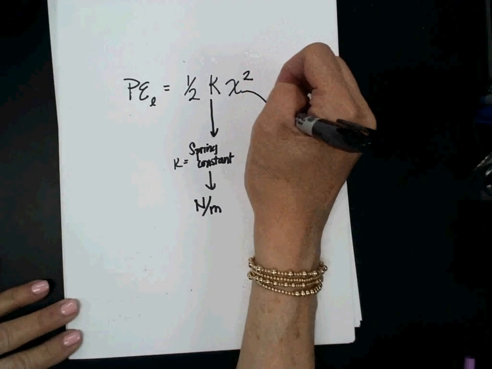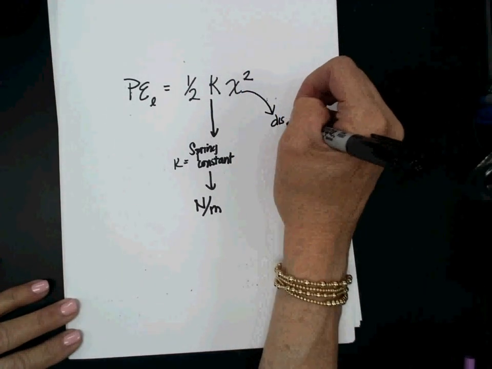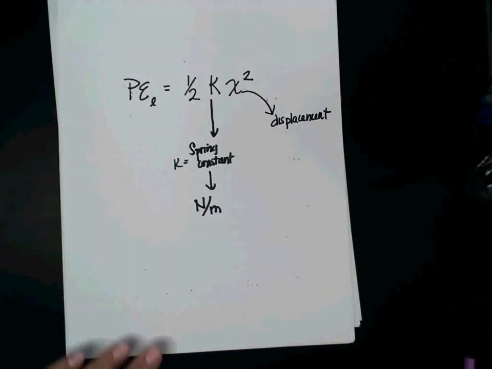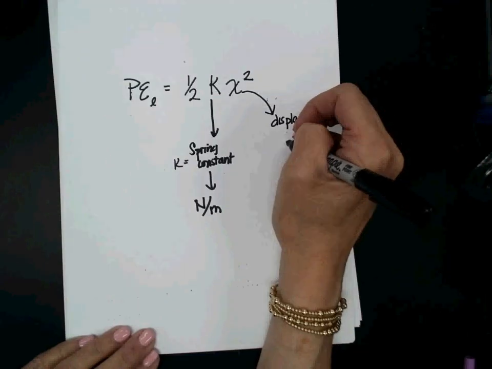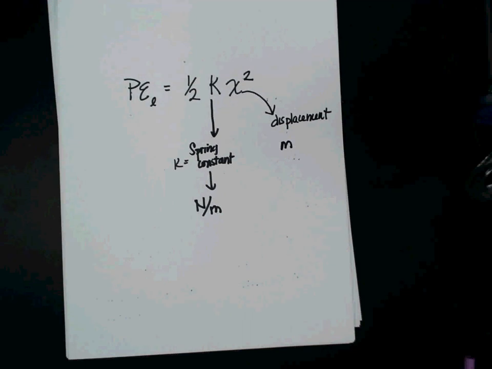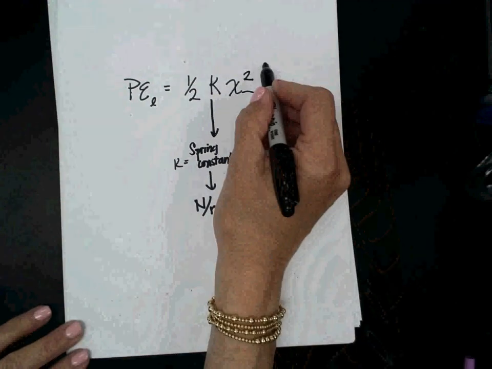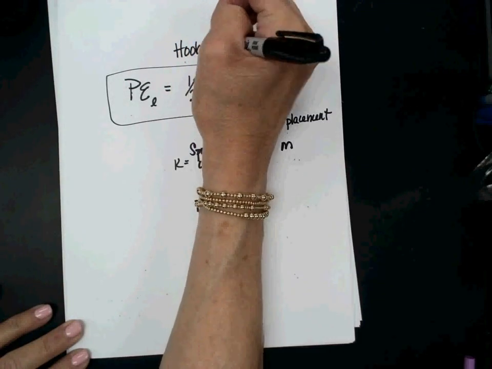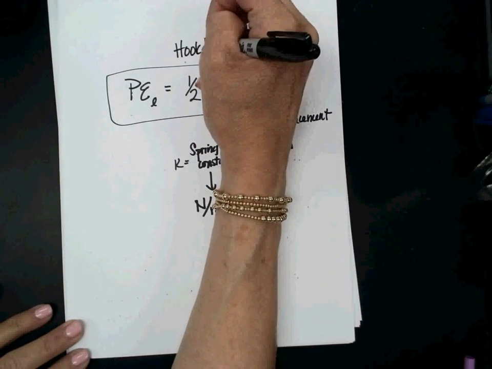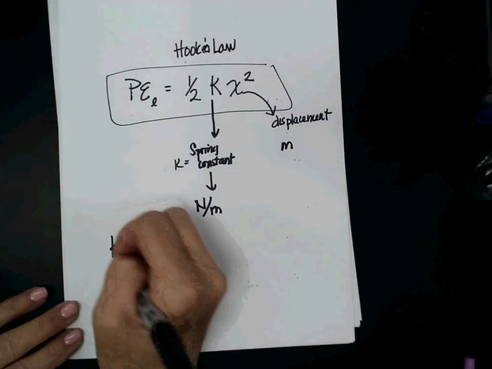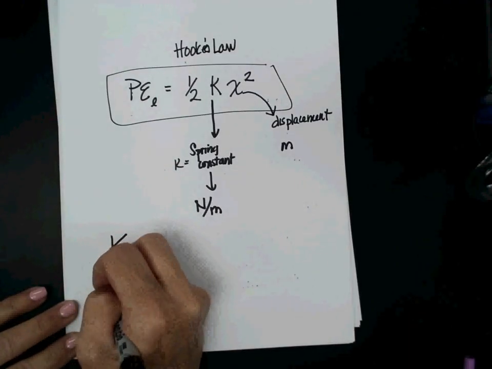This X, we've seen before, this is your displacement. The amount of stretch or squish. And it is measured in meters. So if you're keeping a card still, put that one on your card. This is also known as Hooke's Law. Hooke's the guy that figured it out. He did lots of experimentation with springs. Now I want you to think about this K for a minute, which is my spring constant.